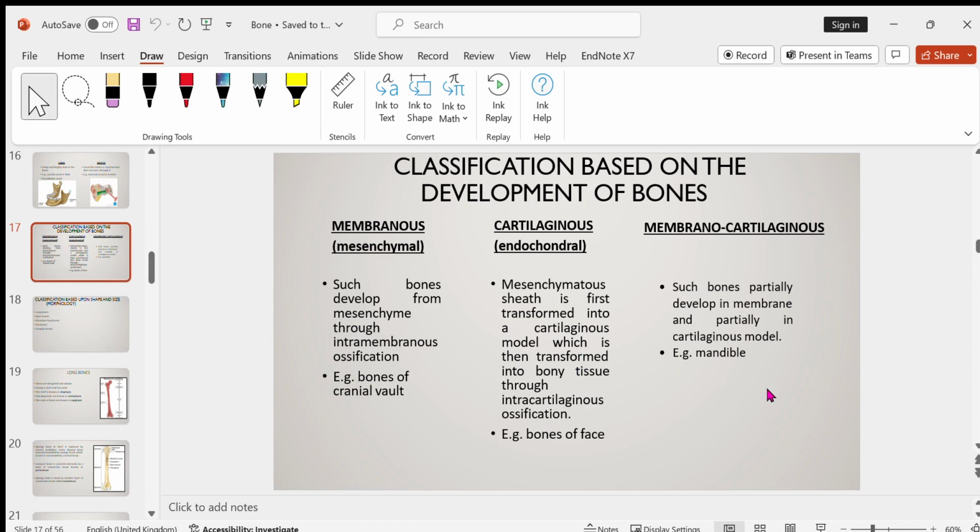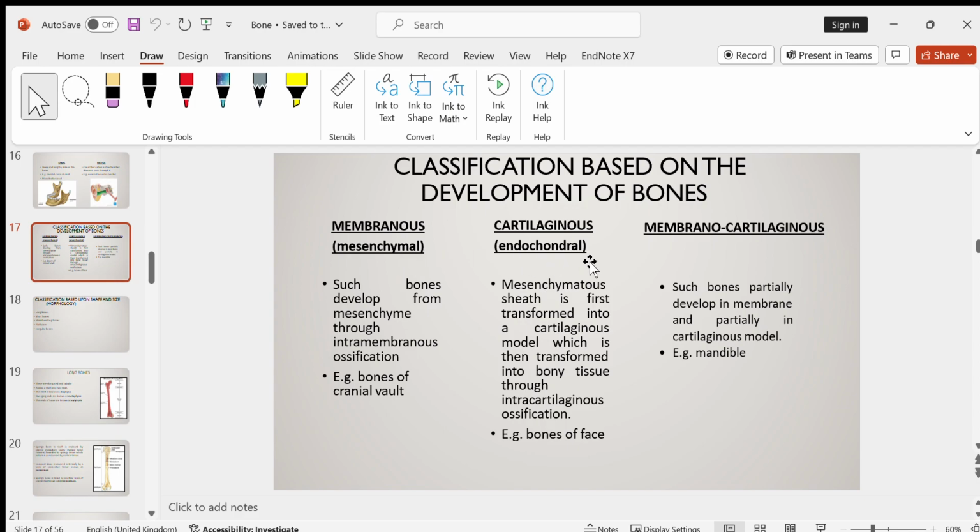So, in my previous lecture, we started discussing the classification of bones based on development. Developmentally, bones have either membranous development, or cartilaginous development, or membrano-cartilaginous development, that is a combination of both membranous and cartilaginous. In my previous lecture, I discussed the membranous development.